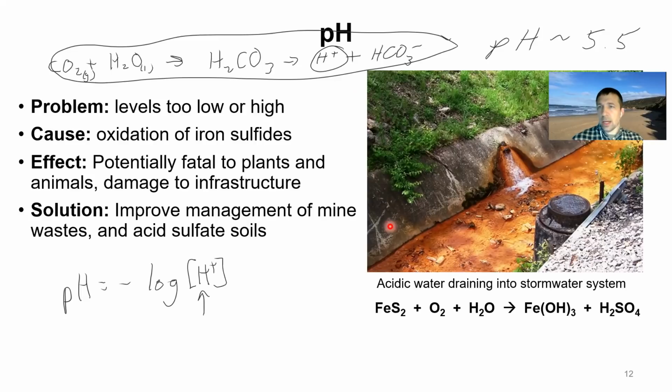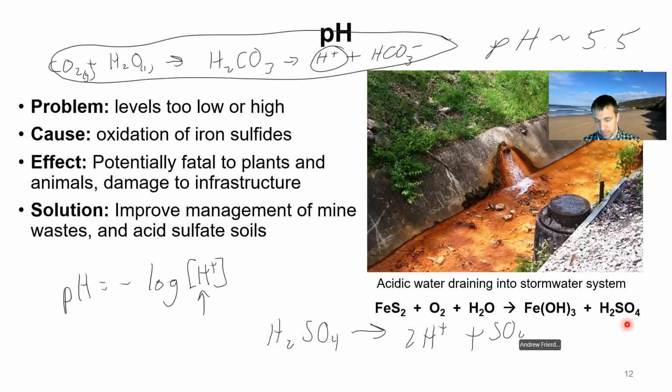But when water reacts with certain types of minerals, particularly sulfide minerals, so this FeS2, this is an iron sulfide mineral called pyrite. Some of you might know pyrite as fool's gold. But when pyrite reacts with oxygen and water, it ends up producing sulfuric acid. Likewise, this sulfuric acid is actually a strong acid, which means that it will release all of those protons. And so as these protons increase, pH decreases, and the system is more acidic.